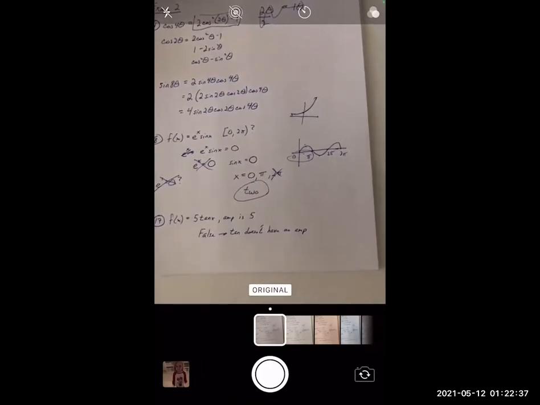All right, let's jump down. I think it was number 22. It's the one with the dot product.